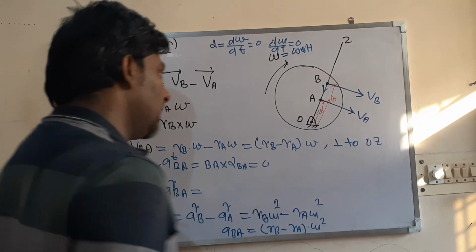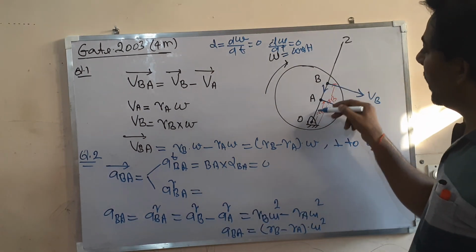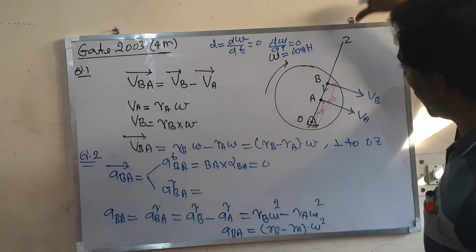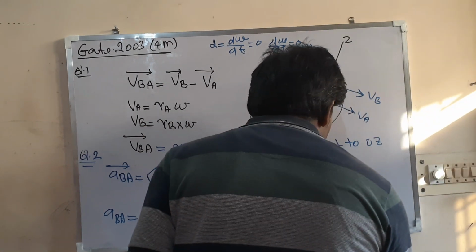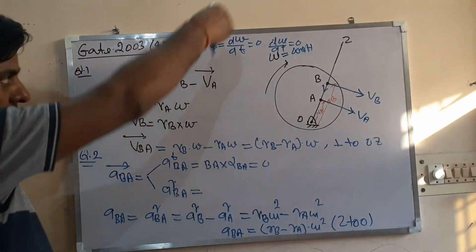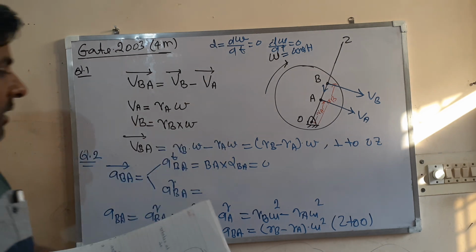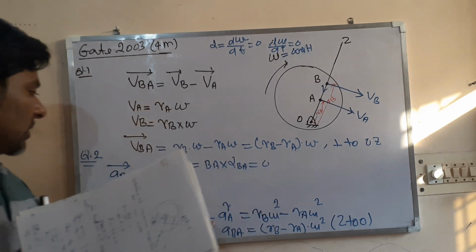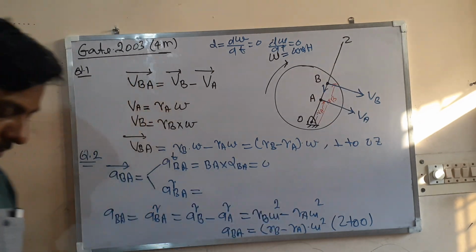What will be its direction? You are looking that both are from A to O and B to O, which means both are from Z to O. They are in this direction. So the direction is from Z to O, parallel to OZ, always toward the center. Both of these are toward the center, so this difference also will be toward the center, that is Z to O.